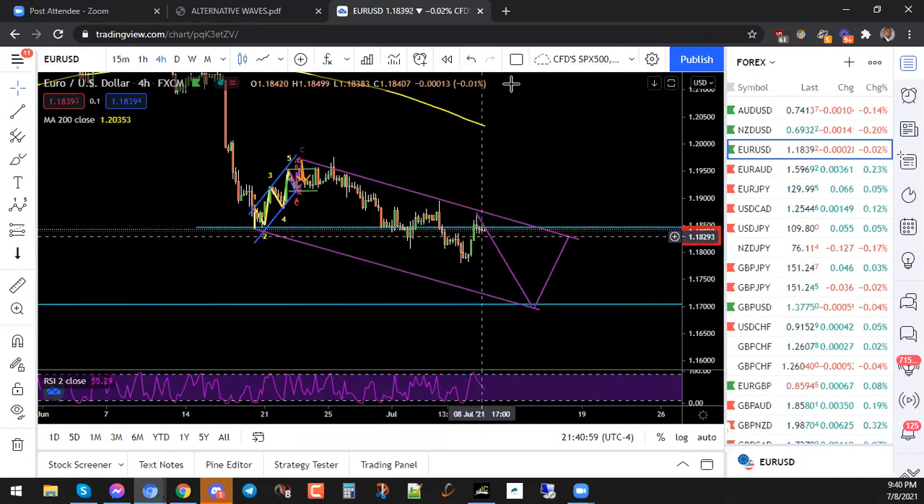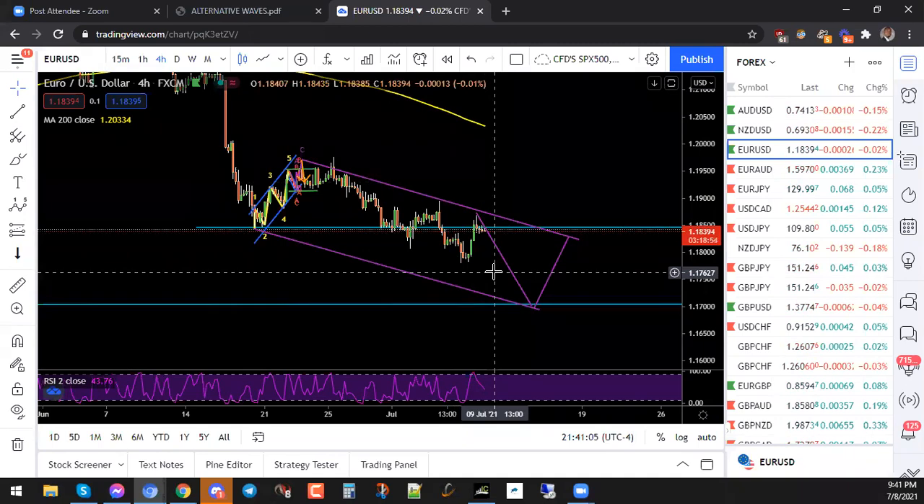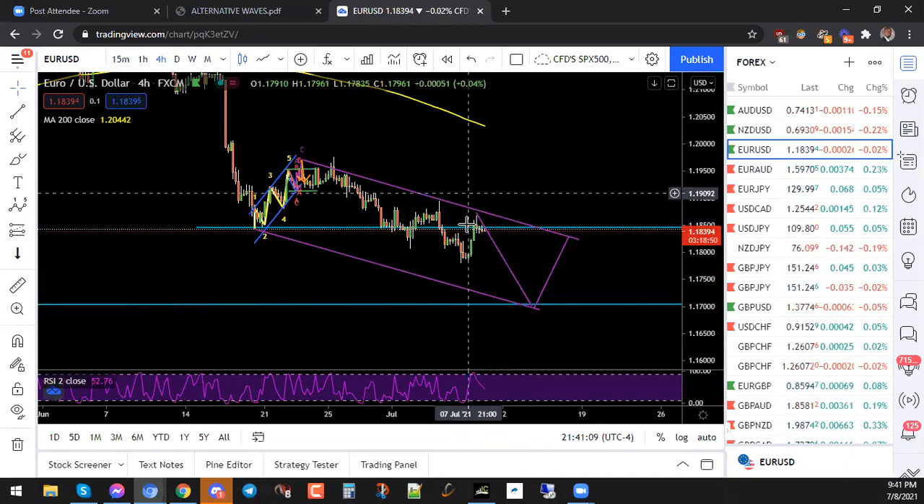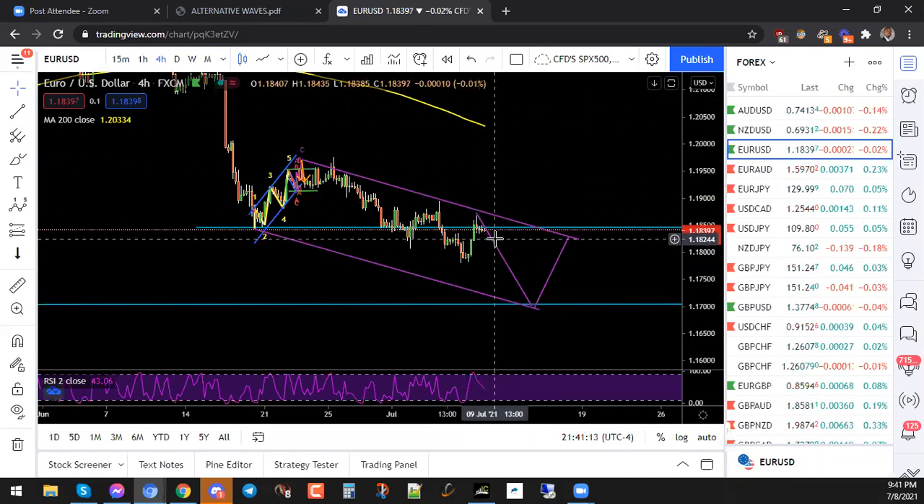I'm still looking forward for this to move to the upside, but we will watch. Right now, it looks very bearish. We will watch overnight, see how it plays out. If it comes back and retests the high, we'll be looking bullish. Okay, but for now, we're looking bearish. All right, so let's see how it plays out.